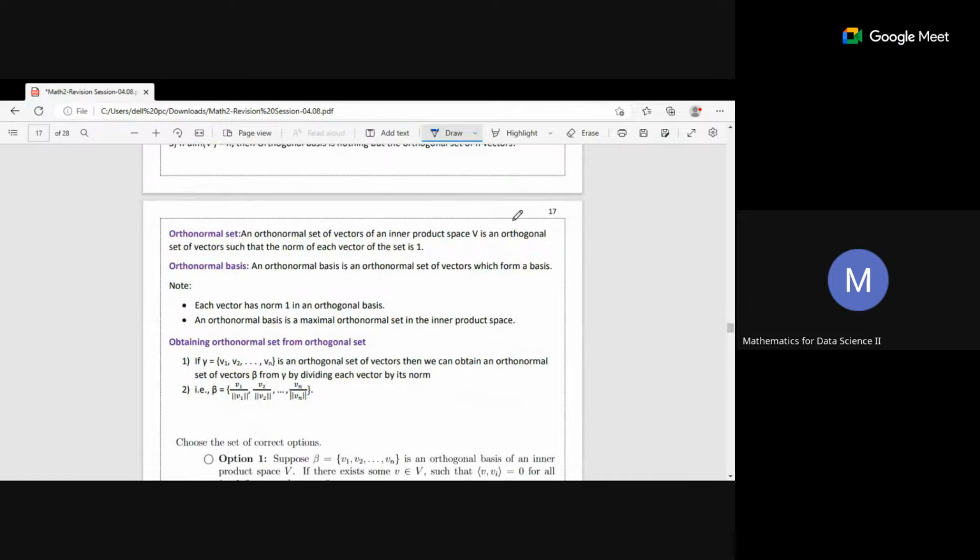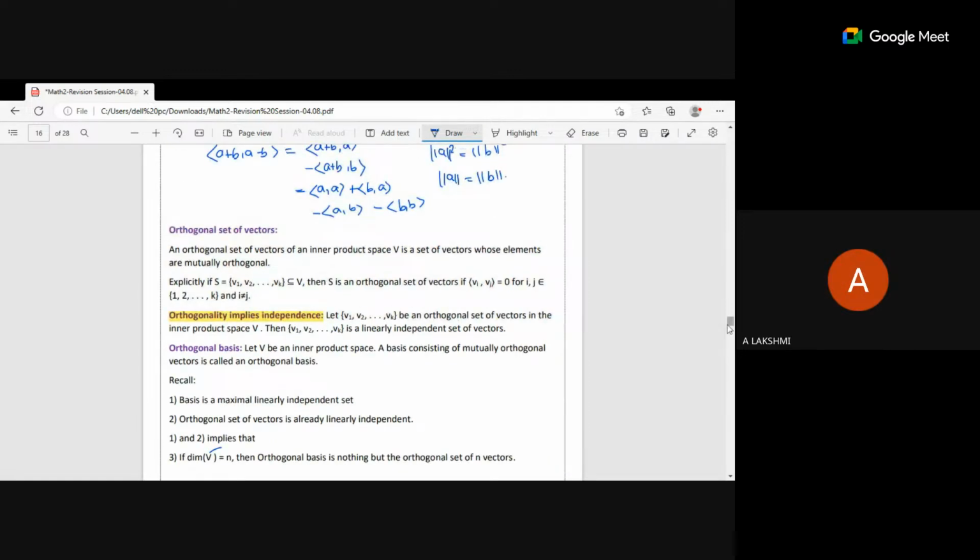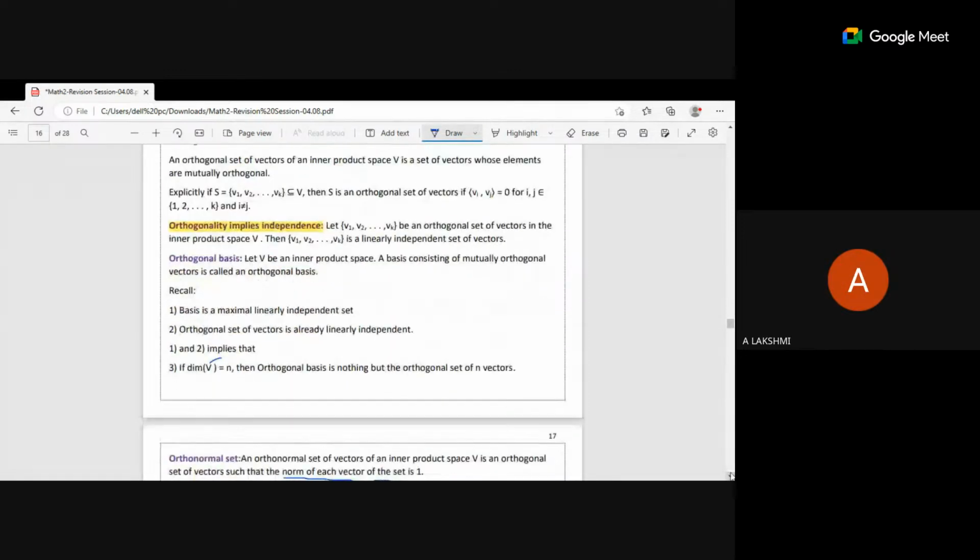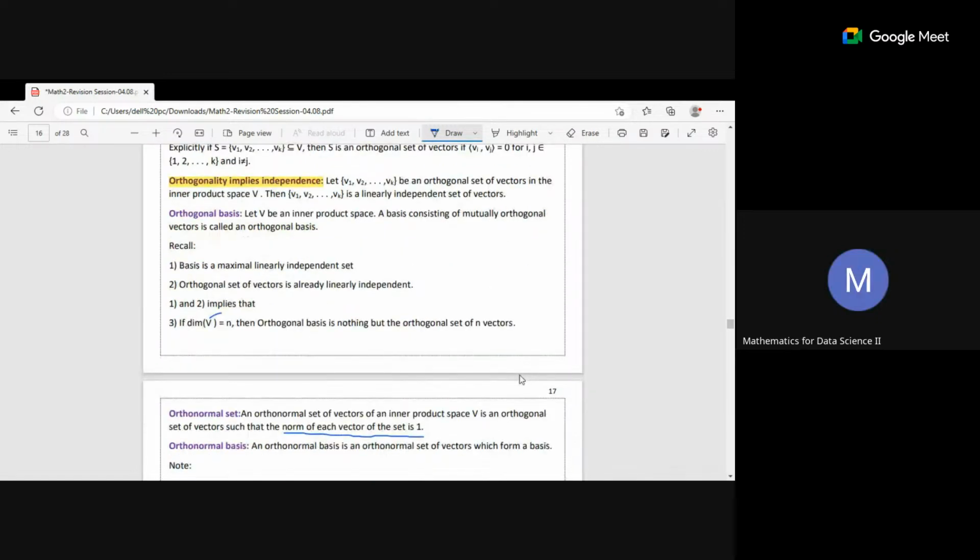It is an orthogonal set, and also another condition, norm of each vector is 1. Ma'am, in R3, we should have 3 orthogonal vectors? For an orthogonal basis of R3, it should have 3 orthogonal vectors, yes. If it is just an orthogonal set, then it can have 2 or 1 also. Maximum for any orthogonal set in R3, maximum only 3 elements can be there.